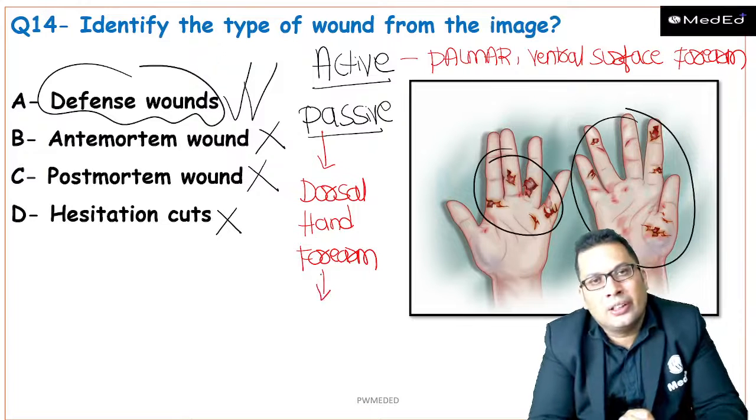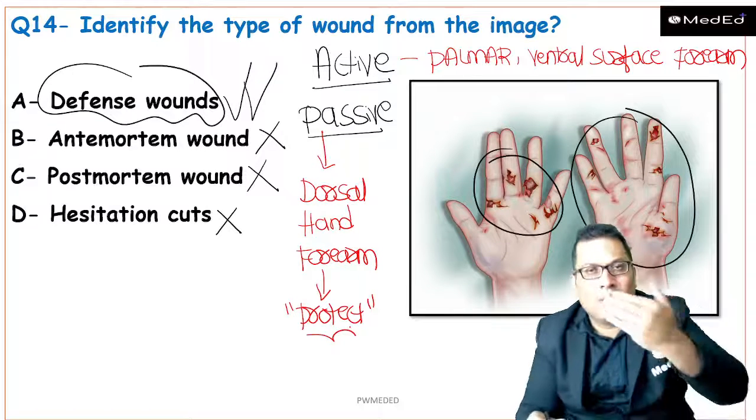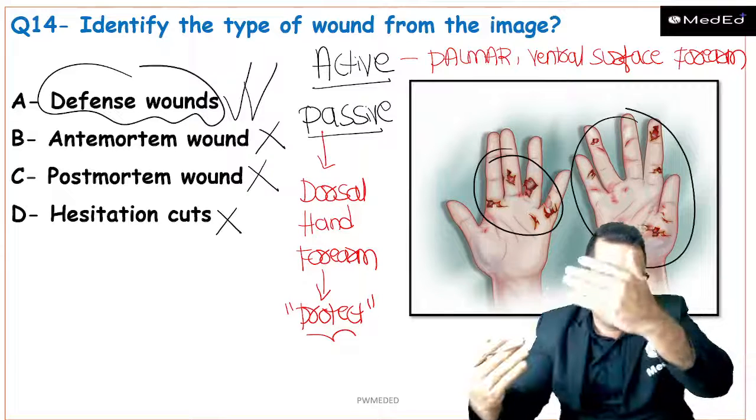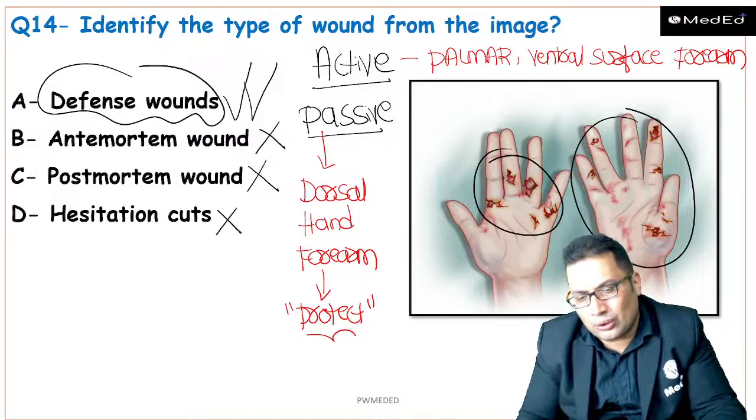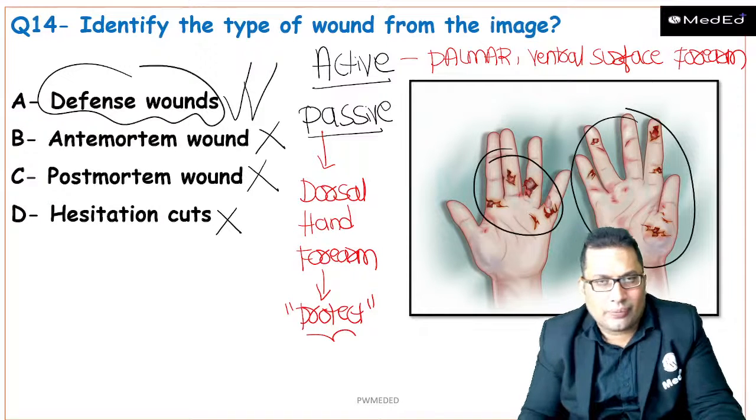And usually when a victim tries to protect himself, he tries to protect himself from the wound like this. So this is known as a passive defense wound. So the answer here is active defense wound is the correct answer. A is the correct answer.